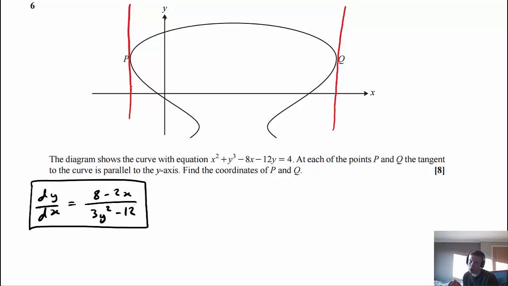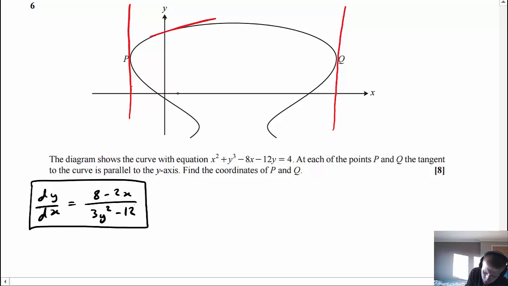Okay, so this is literally just what I've got here. I've got dy by dx is 8 minus 2x over 3y squared minus 12. Now let's just think, what have I found there? I found the gradient function, okay? I've found the function which would give me the gradient at any point on this curve. So if I knew this point down here, for example, so x equals, I don't know, x equals like 1, I don't know what that is, I go up there, I stick it into this equation, and then I can find what the gradient is going to be. So this is literally what I found there.